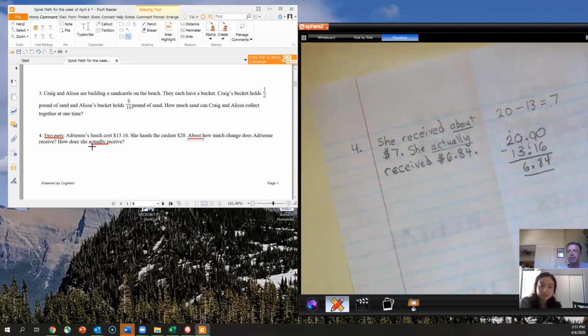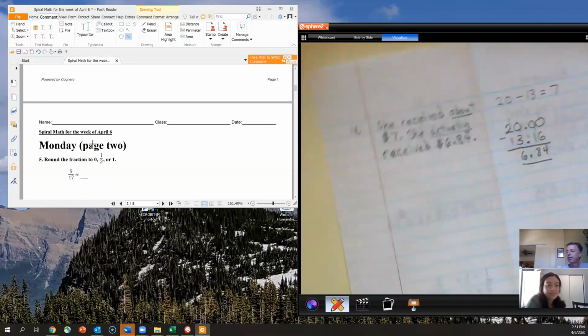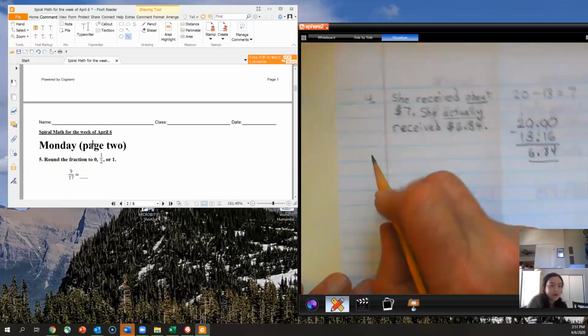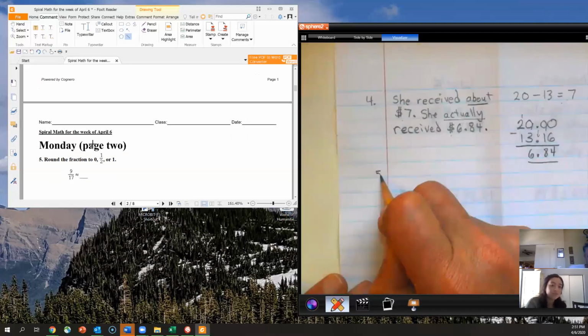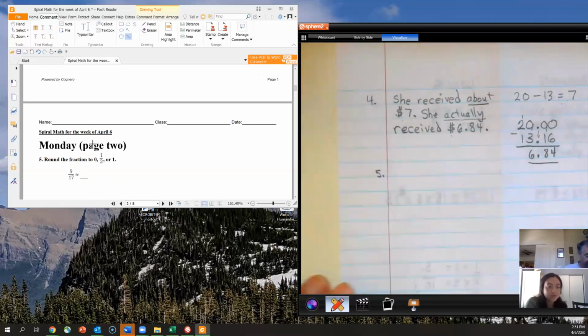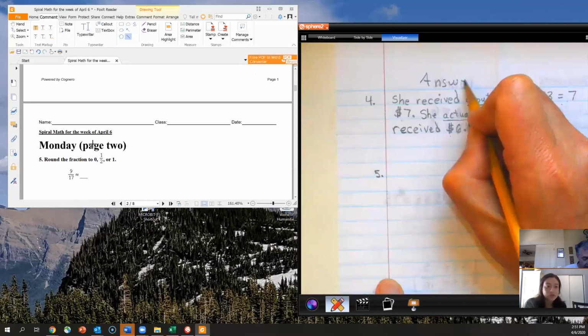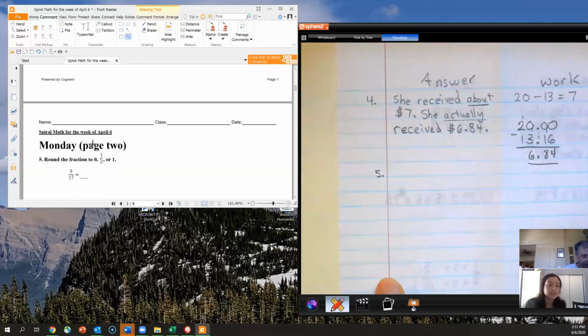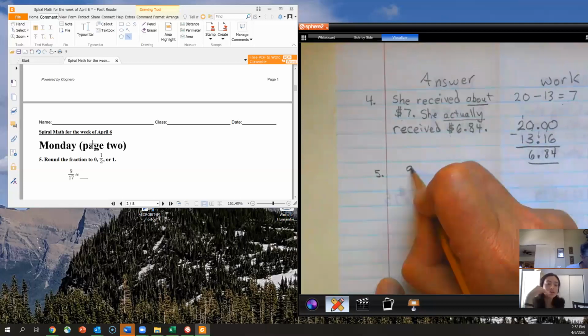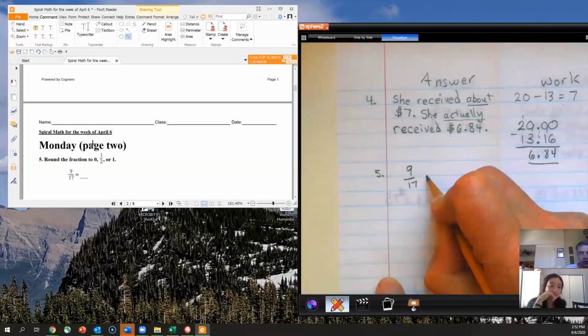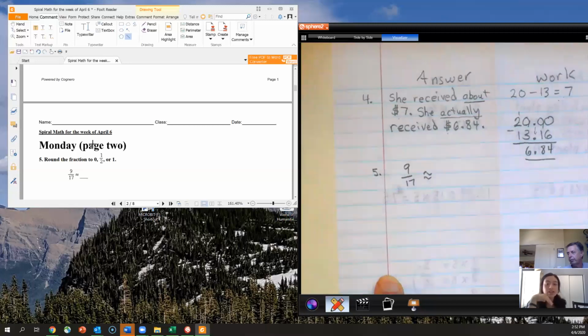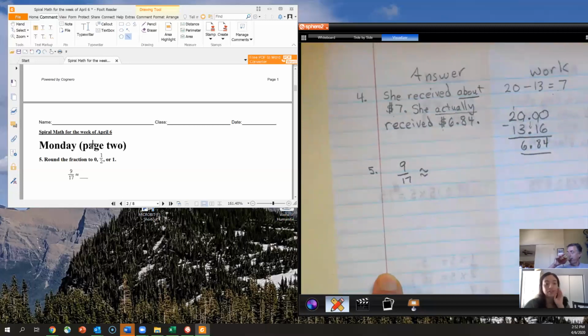Let's go on to number 5 now. All righty, number 5 says round the fraction to 0, 1/2, or 1. So for this one, for your answer sentence, a number sentence works as well. So you can just rewrite your 9/17, and then your squiggly equal sign, which means about, and then write your answer. And for this one, boys and girls, I did a number line, just like we taught you guys to do in class.